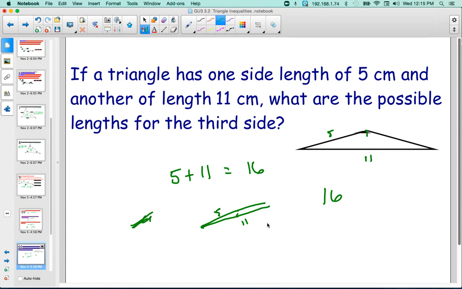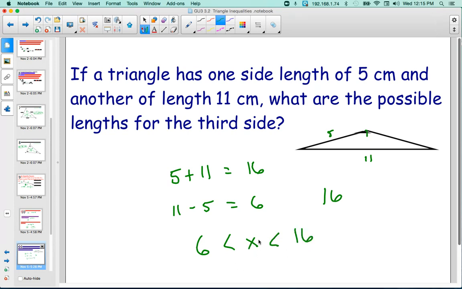So the way I can find the smallest length that that third side can be is subtracting these two. So you take the bigger side of the two you're given, 11 minus the smaller one, and that tells you it has to be bigger than 6, okay? So it looks like our third side length has to be bigger than 6, less than 16. Here's how I'd write that. 6, let's see, I'm going to put x just to use a variable, and 16.